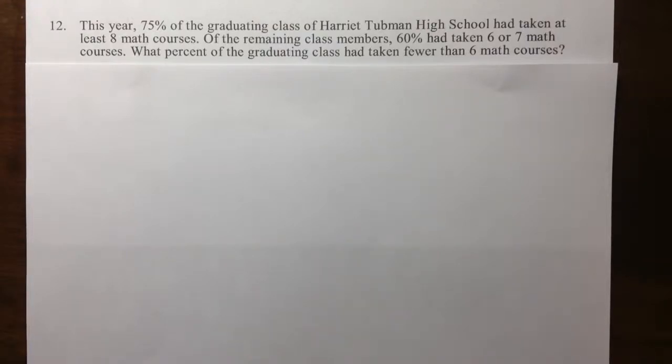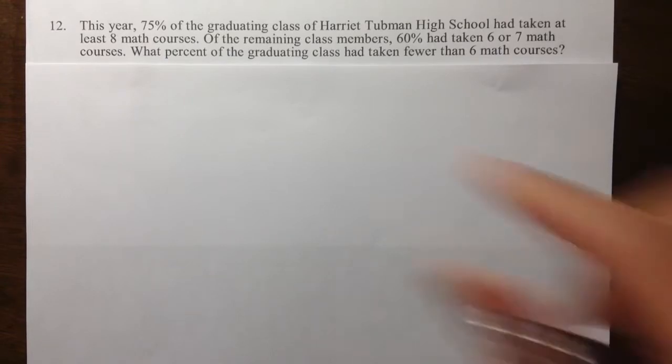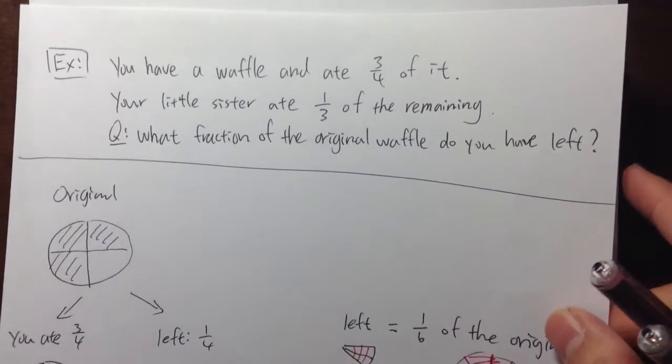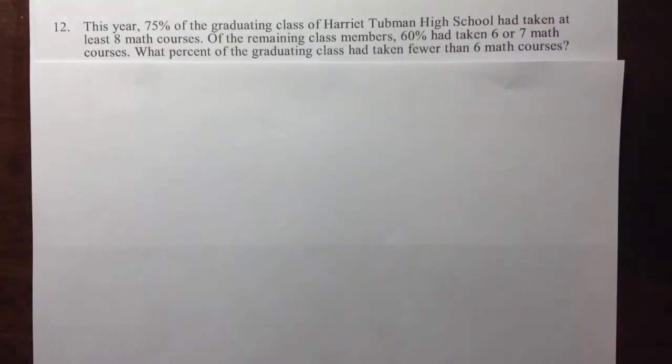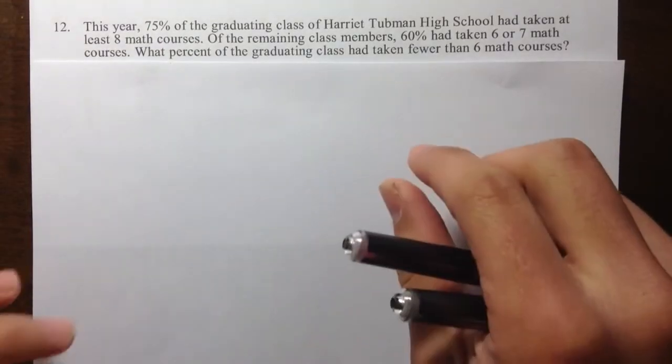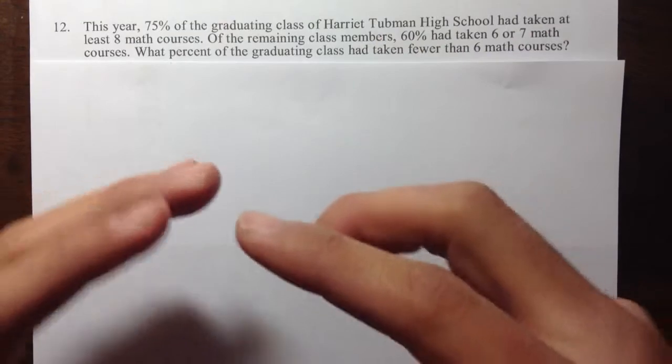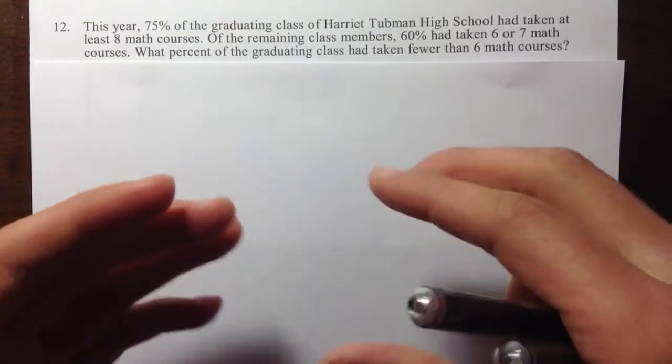Here we go. This is question number 12. And the difference between question number 12 and the waffle question is just that we have a percentage here. And the reason I brought up the waffle questions earlier is because they are actually very similar. And waffle is something that's more concrete because that's something that you can imagine or you can actually eat, right?